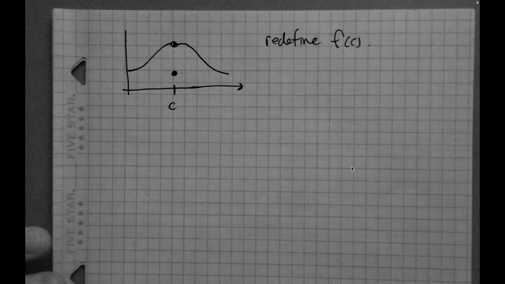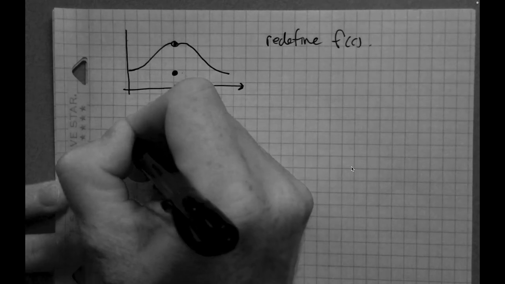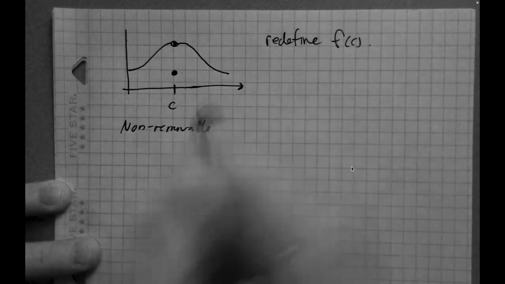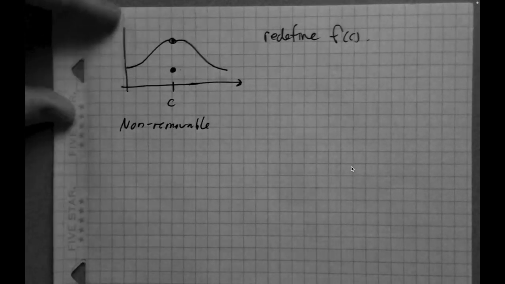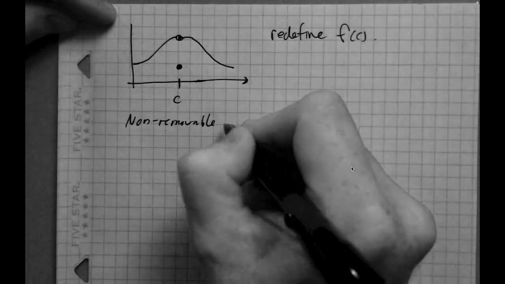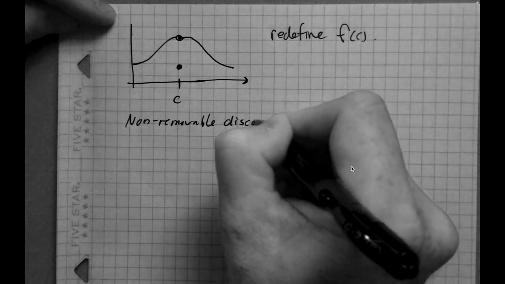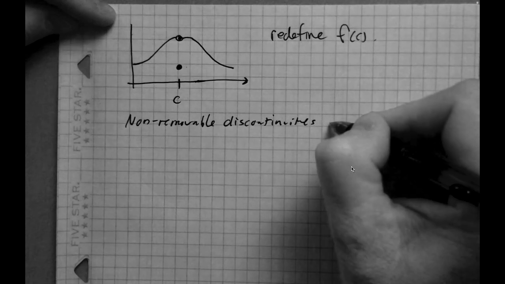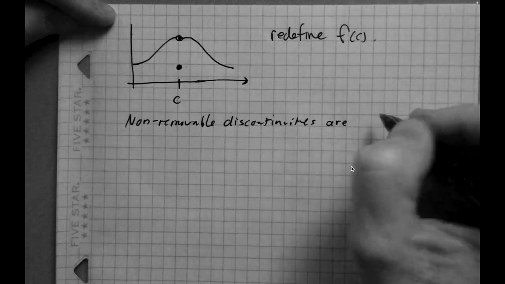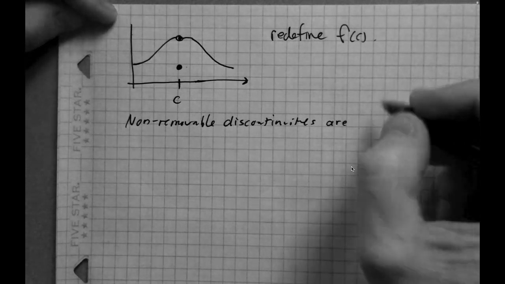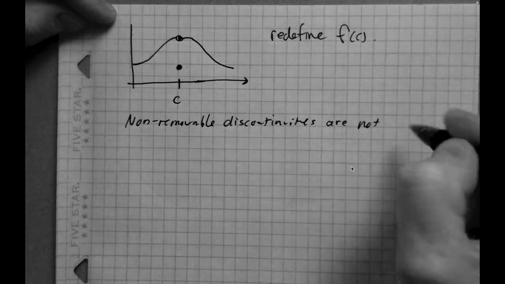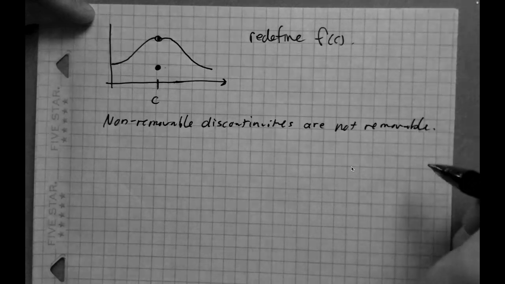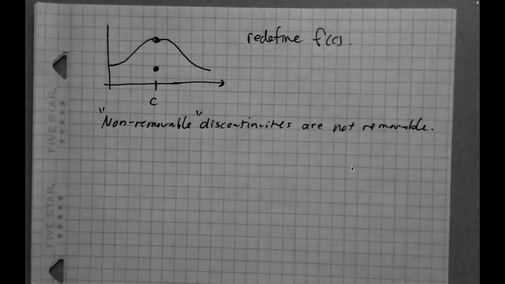Okay. Now, contrast that with non-removable. The definition of non-removable is just that it's not removable. I mean, I'll write it, but non-removable discontinuities are not removable. That's kind of a silly thing to write, but okay. So kind of a definition there.